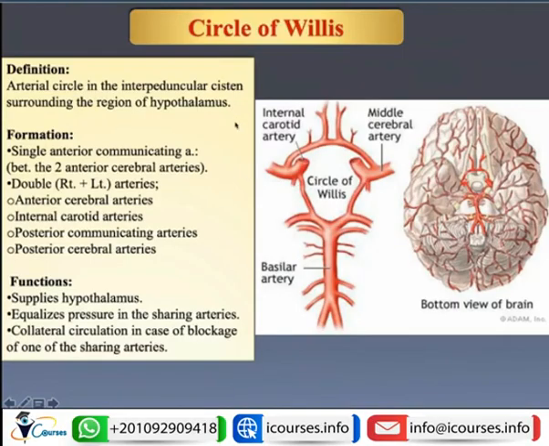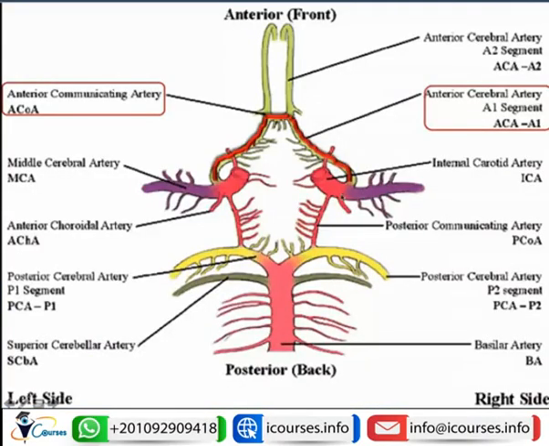We have a circle of anastomosis at the base of the brain. It's called the circle of Willis, whose main function is to supply the brain and to bypass any obstruction in the sharing arteries. So, what are the arteries that share in the formation of the circle of Willis? There will be a single anterior communicating artery, which communicates between the two anterior cerebral arteries. Then we have two anterior cerebral arteries. Then we have two internal carotid arteries.